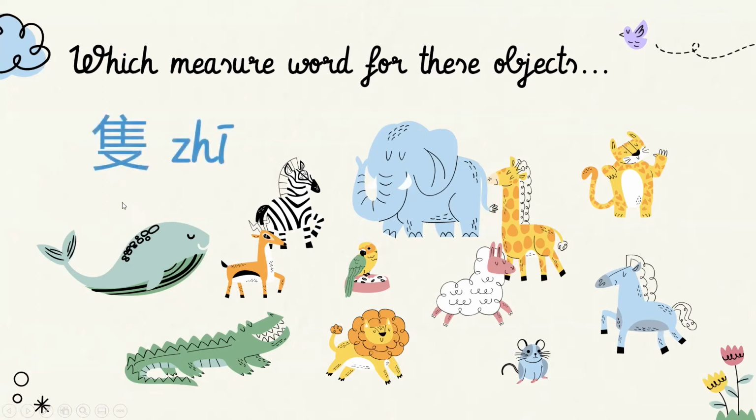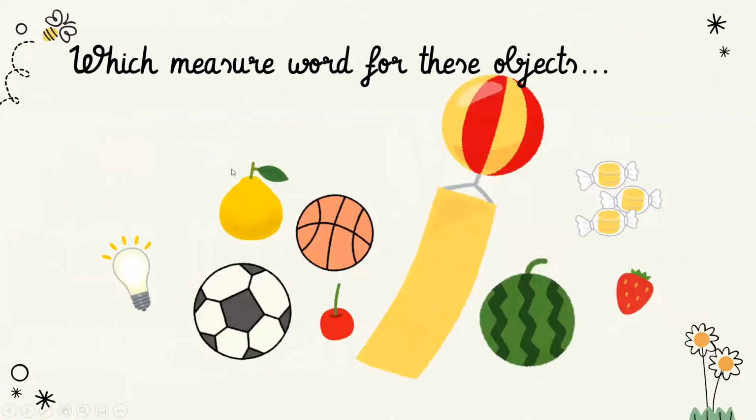Yes, it's 只. Okay, remember it's pronounced this way, but for the characters, this one is the one for the animals, right? Okay, so 只. And how about this one?